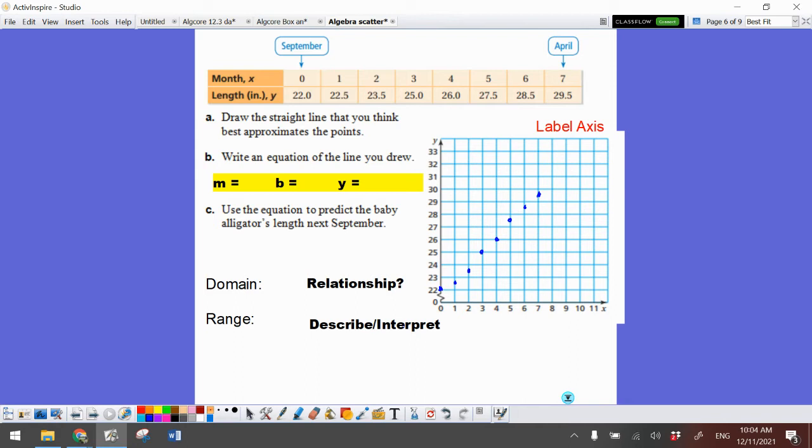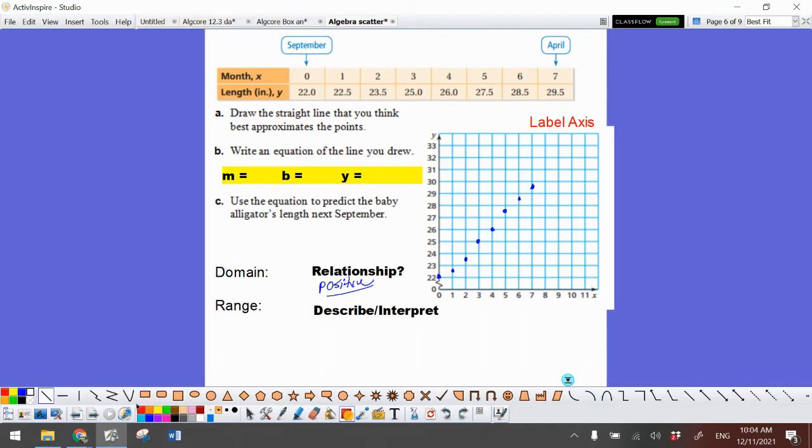Okay, so I know that it is a positive relationship because it is heading up. So I'm going to go ahead and draw in my line of best fit. And I am going to make sure and go through kind of what looks like the middle.